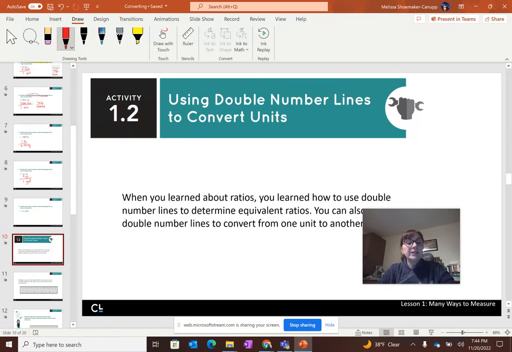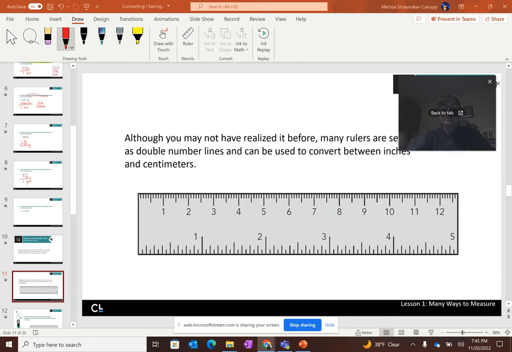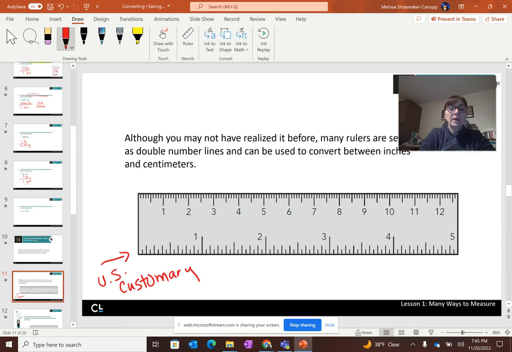Now, I know some of you don't like double number lines, but we can look at double number lines because we have rulers that remind us and kind of look like double number lines. For instance, this specific ruler on this side has US customary, and I can see the inches, right?